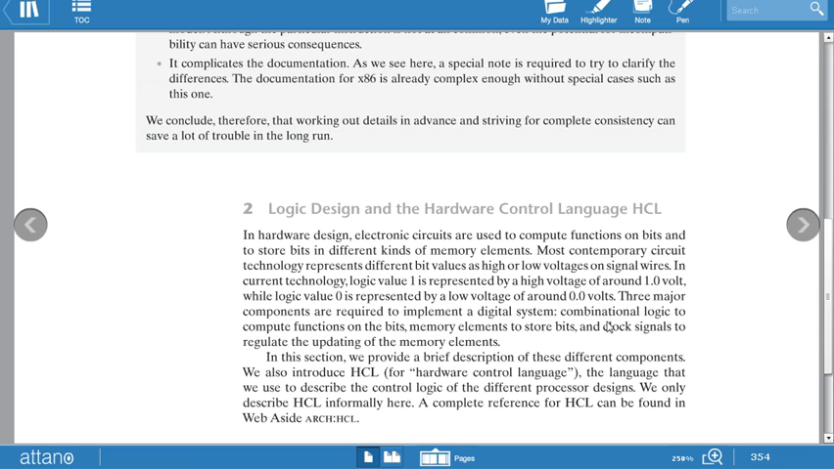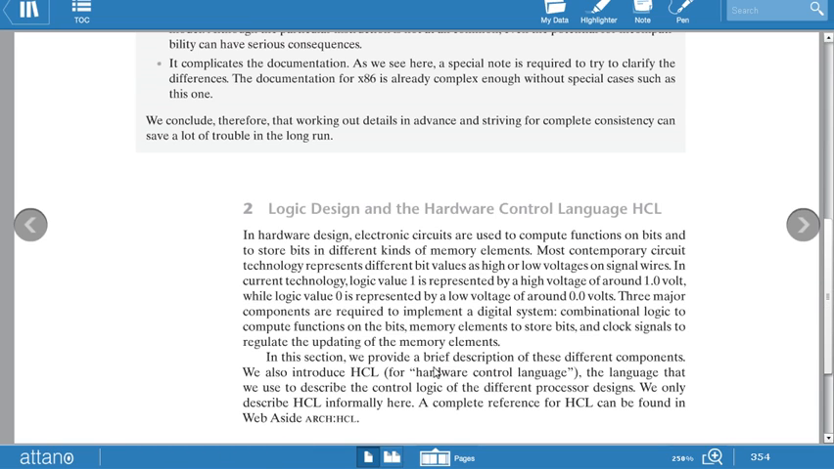Three major components are required. One is combinational logic, then memory element, then clock signals. Three elements are required in logic design. In this section, we will give a brief introduction, a brief description of these different elements, components.